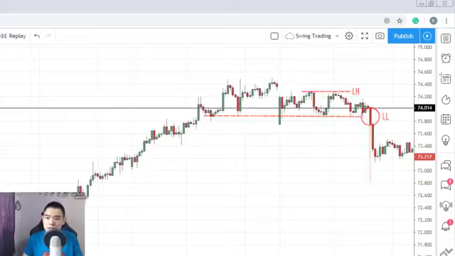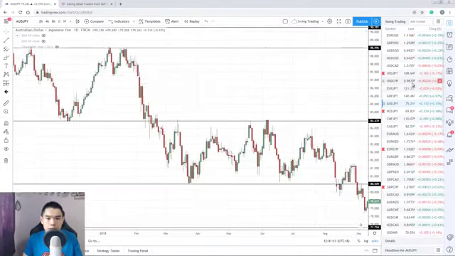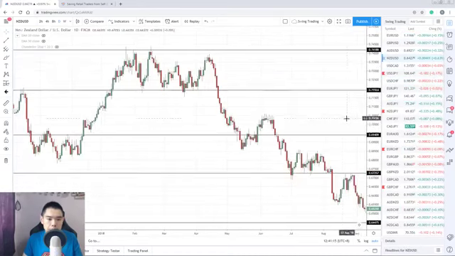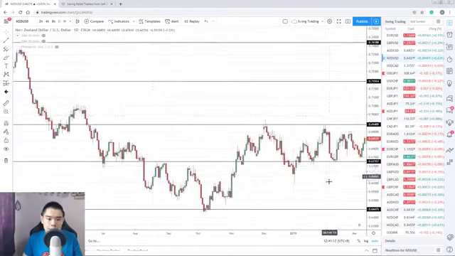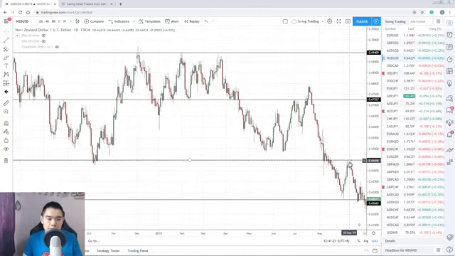Okay, so this is what I mean by the break of structure technique. And just one more example. Let's say New Zealand dollar. Again, same thing. If you look over here, the market at this point retests the previous support, which could act as resistance.